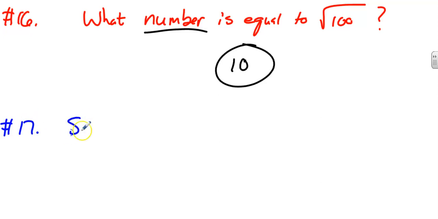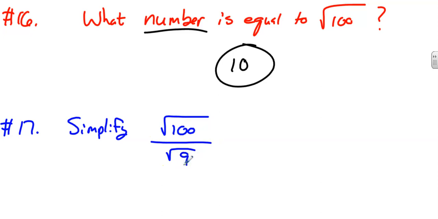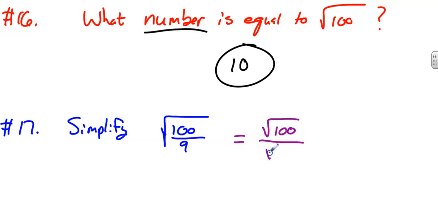Okay, 17. Almost as easy. The square root of 100 over the square root of 9. Oh, sorry, actually, hang on one second. It's one big fraction to start with. If it's one big fraction, you can take the square root of 100 and you can take the square root of 9, so do just that. The square root of 100 is 10, the square root of 9 is 3, and there you go.